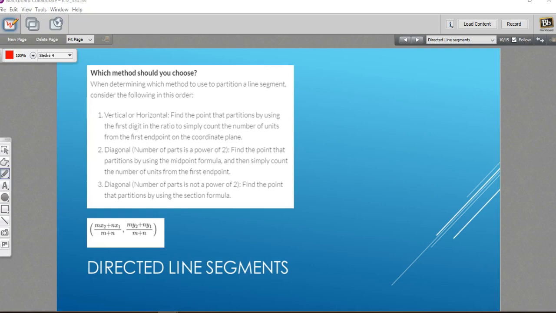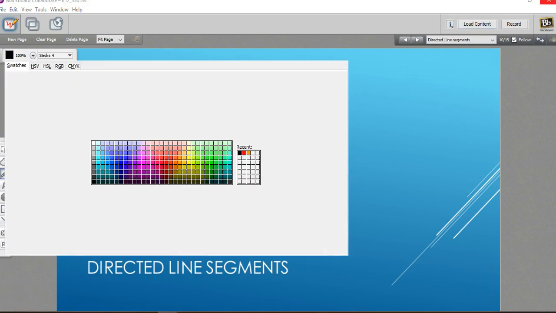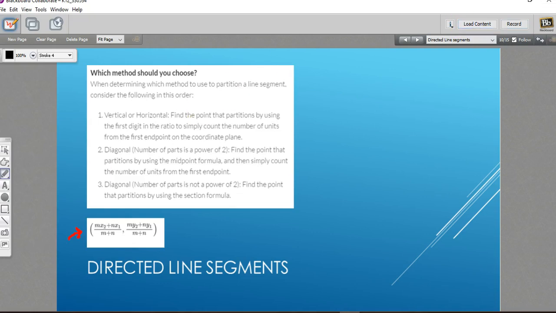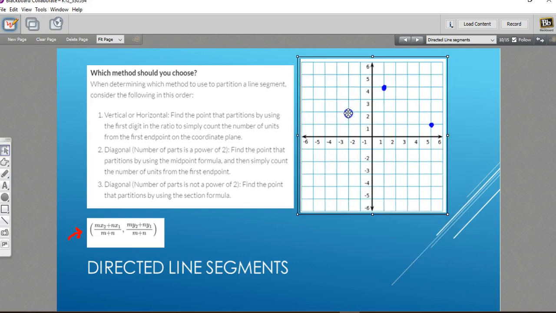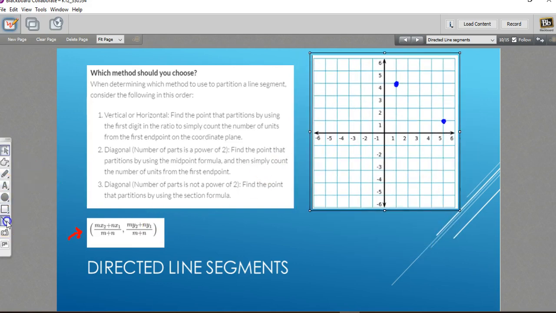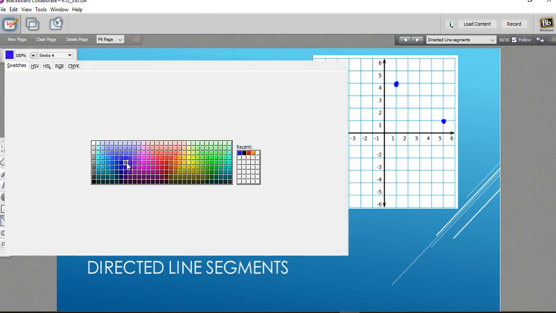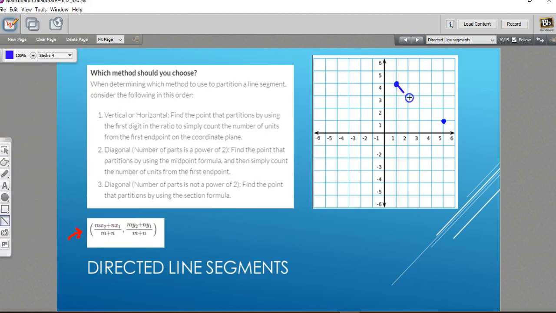Question number 6 is dealing with directed line segments. And so here is your directed line segment formula. It's really important that you guys know that. So let's say that we have 2 points that we want to find a directed line segment for. So let's say that we have a line here connecting these 2 points, like so.